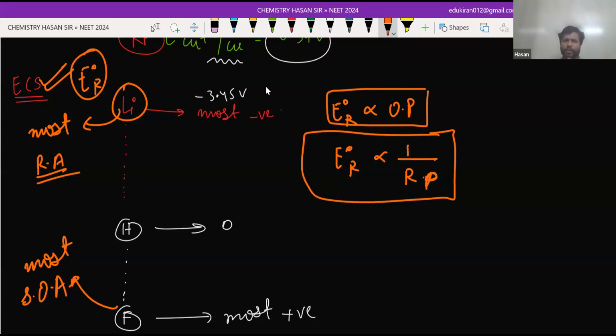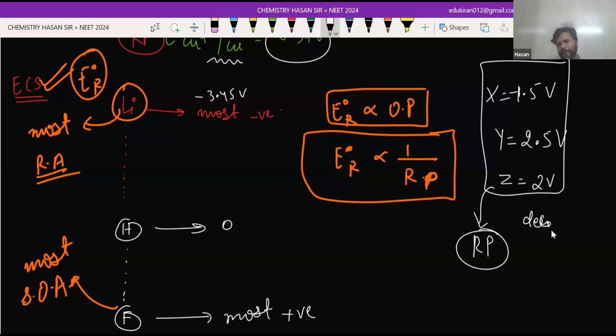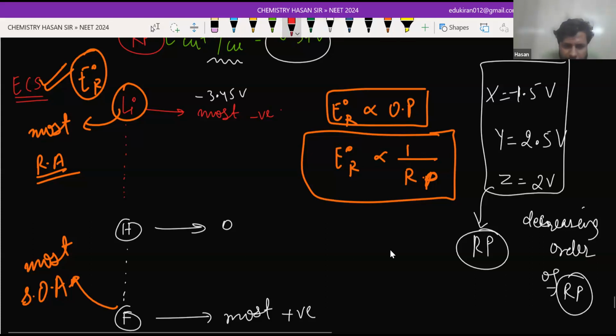If I'm going to ask you a very simple question, x is equal to -1.5 volt, y is equal to 2.5 volt and z is equal to 2 volt, and I will say arrange this in decreasing order of reducing power.